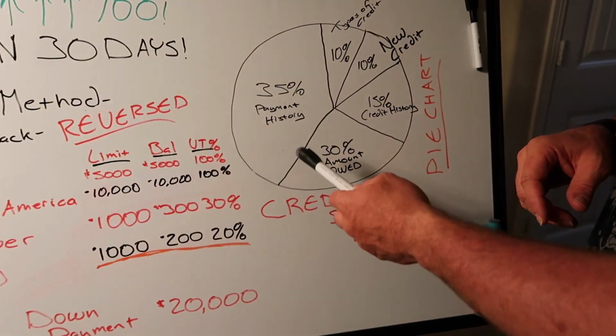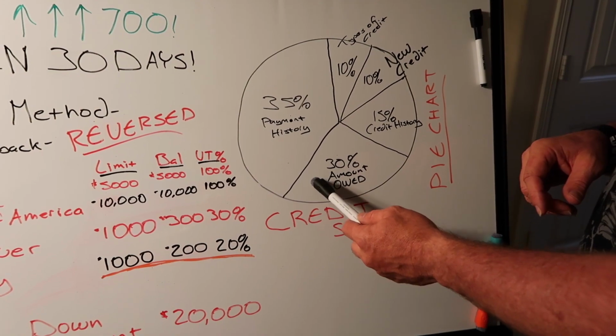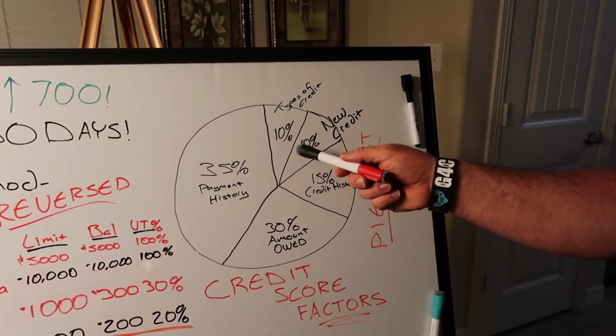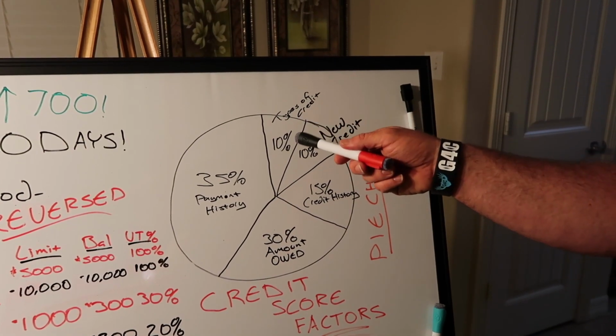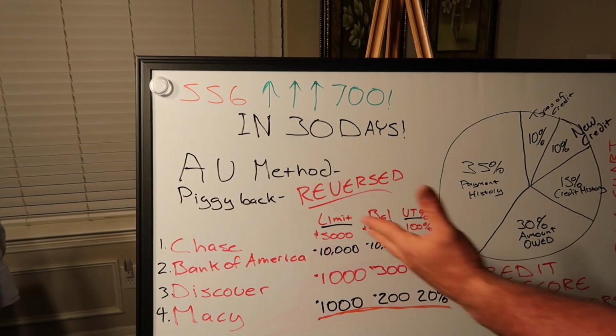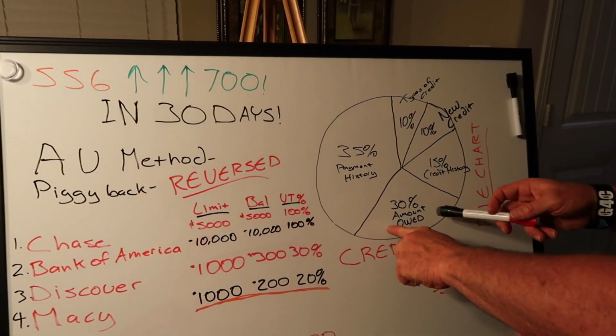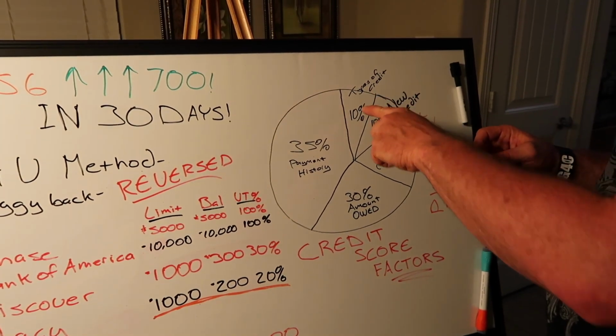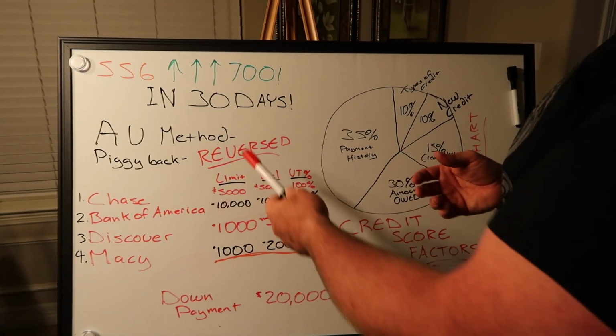So these are the credit score factors. You have payment history, you have 30% as amount owed, credit history is 15%, new credit is 10%, types of credit is 10%. So the authorized user method, I would say, affects this 30% bracket on the pie chart, your credit history, and it also affects types of credit. So I'm going to show you how we actually did this for this customer in 30 days.